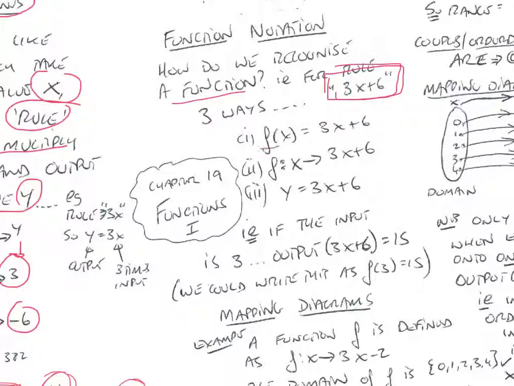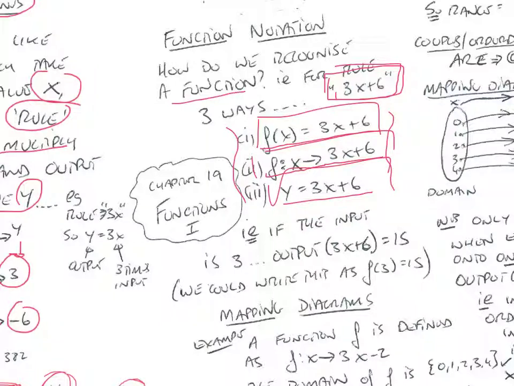We say f of x equals 3x plus 6, or f colon x maps onto 3x plus 6, or y equals 3x plus 6. So there are 3 different ways. They're interchangeable. You'll see them here, there, and everywhere in maths, and they're used at different times. But either way of writing the function is correct.